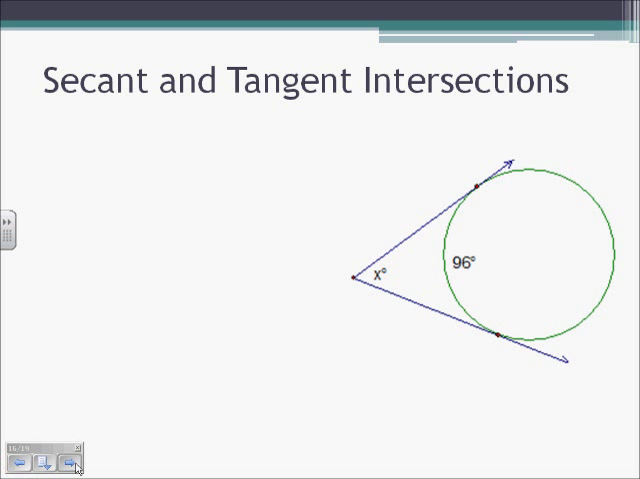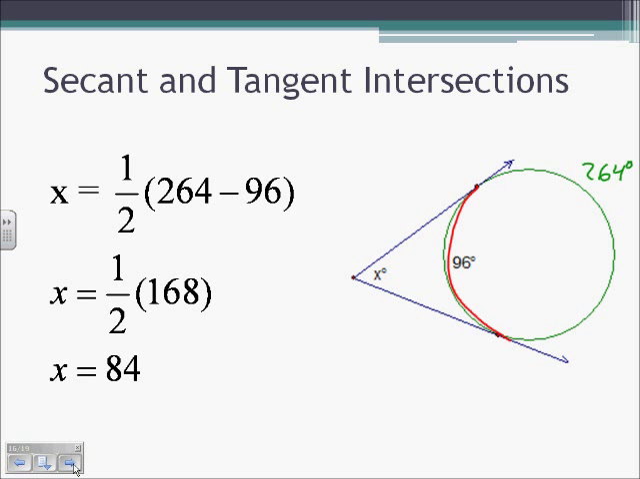Here we've got two tangents intersecting, so we know x is going to equal half of the measure of the intercepted arcs. They only give us one intercepted arc, that's 96 degrees, but we know the whole circle is 360. So the other part of the circle is going to be 360 minus our 96. 360 minus 96 is going to give us 264 degrees here.